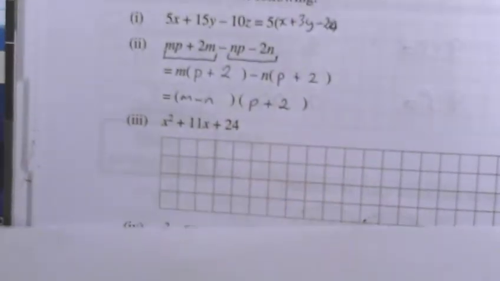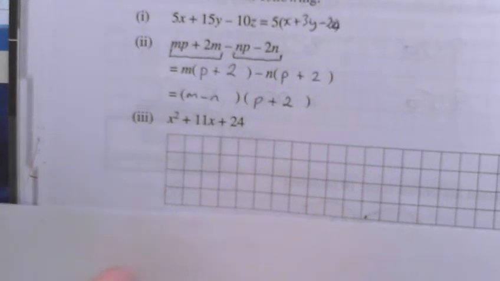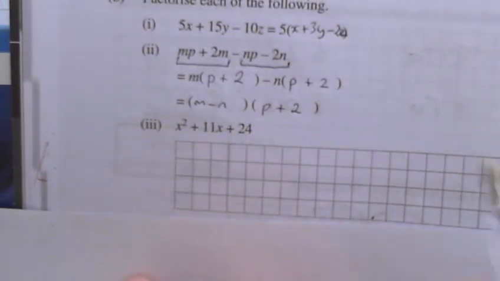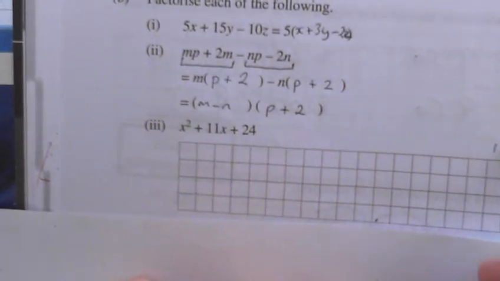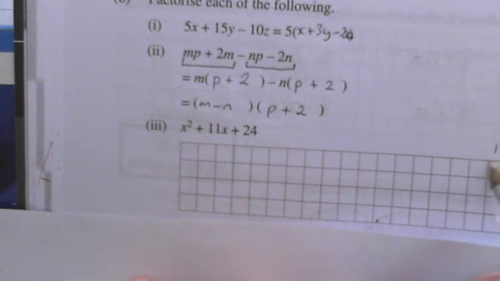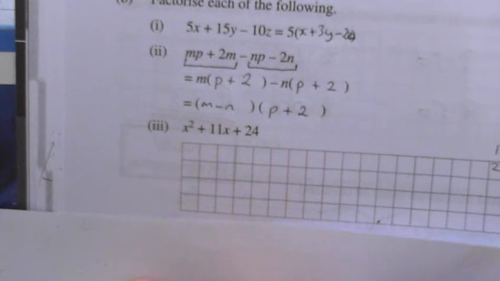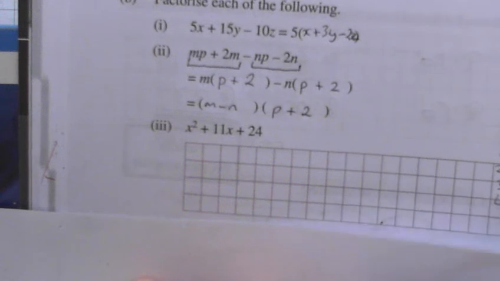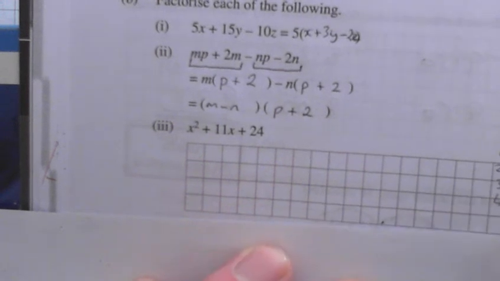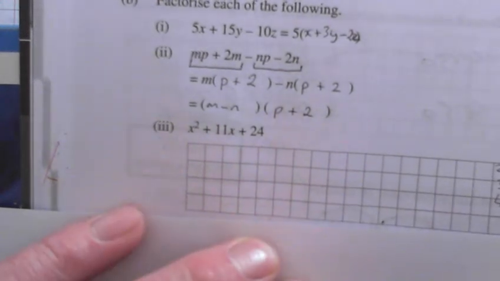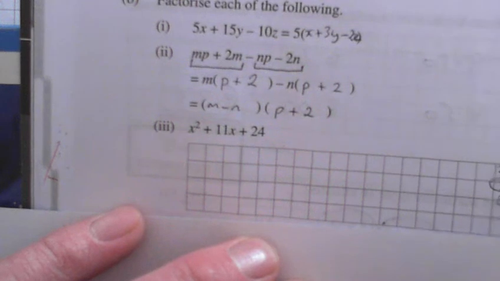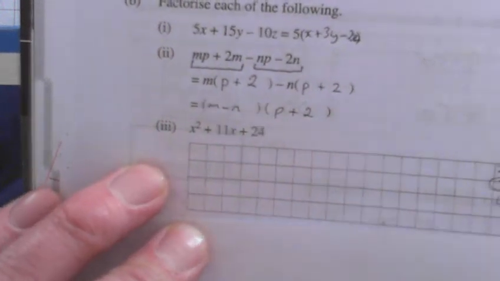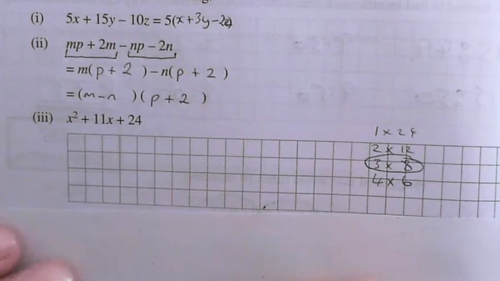Now the next sum here. X squared plus 11x plus 24. We have to write down the factors of 24. 1 times 24. 2 times 12. 3 times 8. 4 times 6. Which pair will add up to 11? 3 and 8, won't it? 3 and 8.